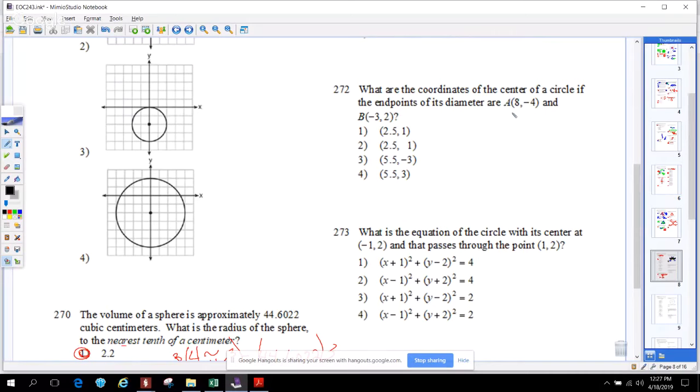What are the coordinates of the center of the circle whose endpoints are this diameter? So they're going to want you to do midpoint formula. Midpoint is we add the x, divide by 2, add the y, and divide by 2. So we've got 8 plus negative 3.